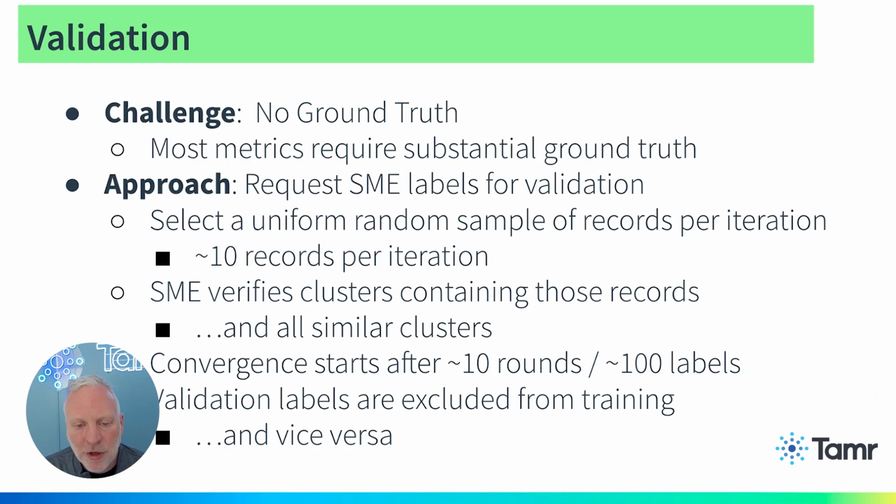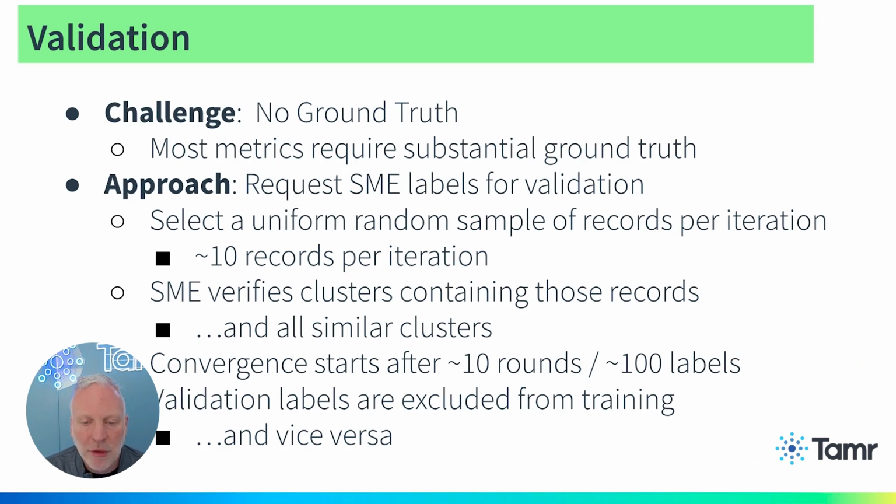So our approach here is to request subject matter expert labels for validation, specifically for use in validation. We want to keep this small because we value our subject matter experts' time, but we do need to expand the ground truth that we're going to use to compute validation metrics. We're going to select a uniform random sample of records per iteration. And this uniform random sample is relatively small. It's about 10 records per iteration.